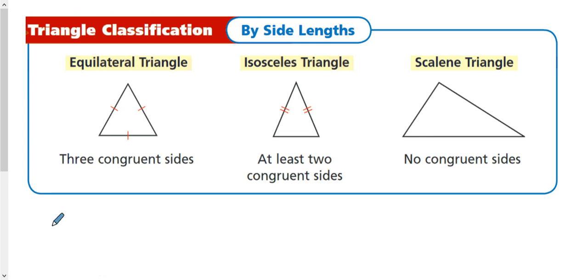Okay, now we're going to look at classifying triangles based on side lengths. So the first one is equilateral. Underneath you can write the description, which is that it has 3 congruent sides. You can see that in the diagram there by those 3 congruent tick marks. Okay, equilateral, 3 congruent sides. The next one, isosceles, has at least 2 congruent sides. And then scalene is the third one. Notice there's no congruent markings, so it has no congruent sides. Every side is a different length.